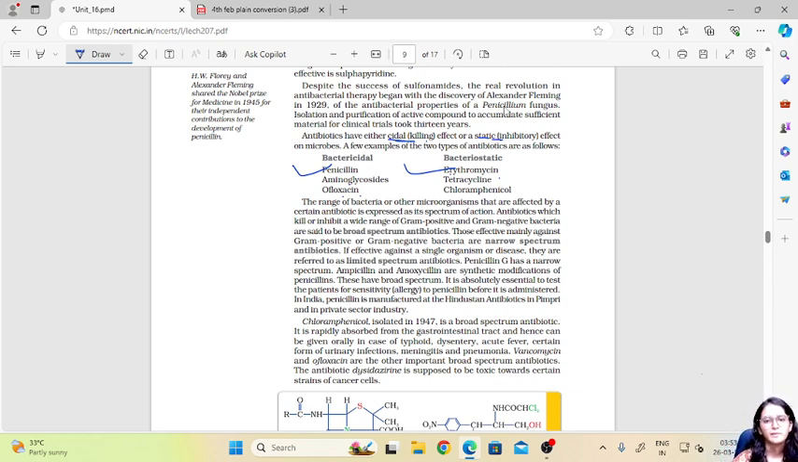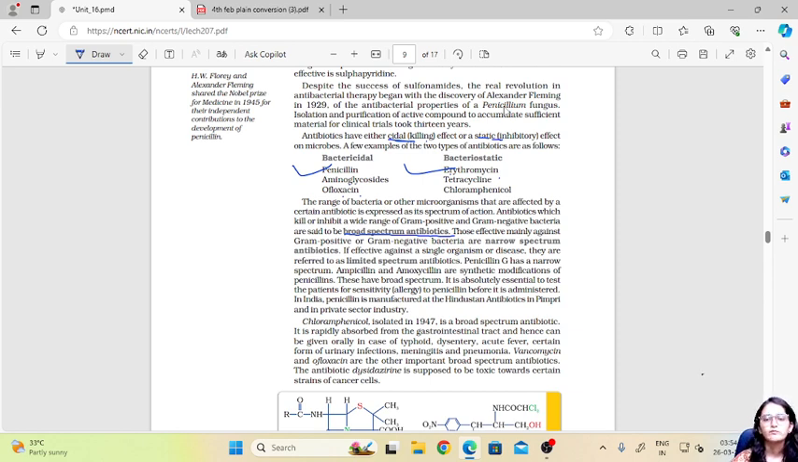Then we have two types, broad spectrum antibiotics and narrow spectrum antibiotics. Now what are broad spectrum? Antibiotics which kill or inhibit a wide range of gram positive and gram negative bacteria are called broad spectrum antibiotics, and the antibiotics which are effective only against gram positive or gram negative bacteria are narrow spectrum antibiotics. If effective against a single organism or disease, then they are referred to as limited spectrum antibiotics.